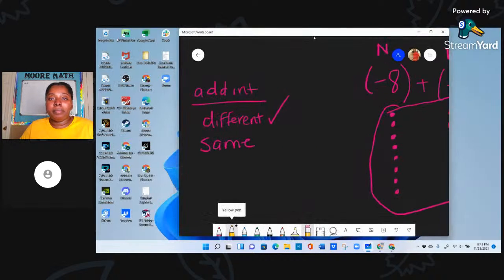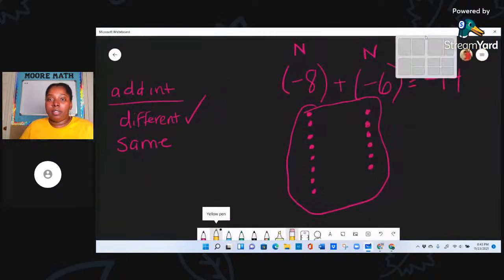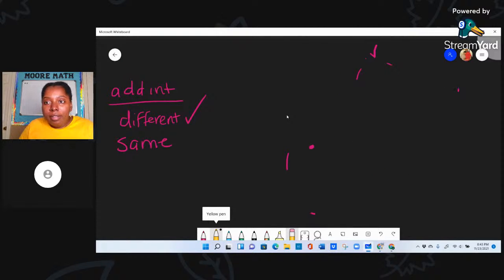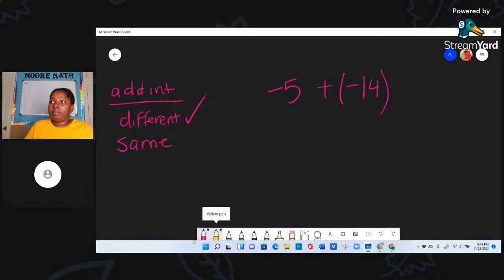Let's try it again. You're doing great. All right. -5 plus -14. -19. Excellent. Okay. Tell me what you did. You add both negatives and the sign stays the same. Excellent. Okay. So you are good with adding integers.